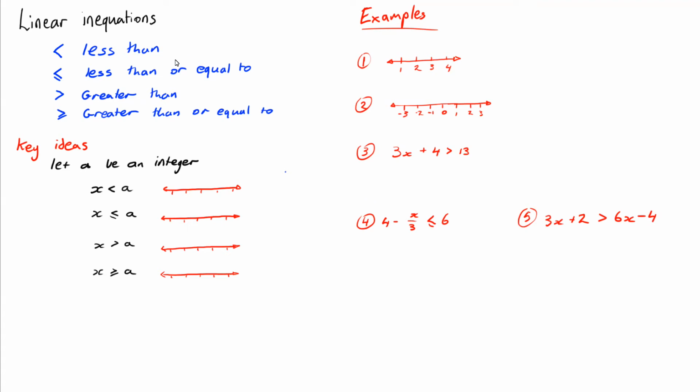In this video we're going to have a look at linear inequations. So we've got our mathematical symbols less than and greater than. We've also got these less than or equal to and greater than or equal to. So just as a recap, with our inequation symbols, basically the pointy part points to the smaller number.